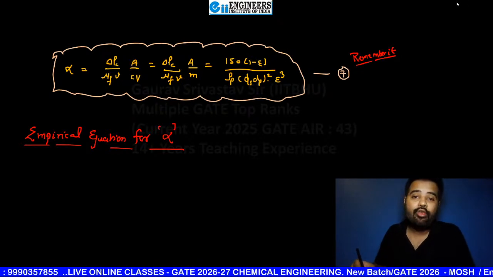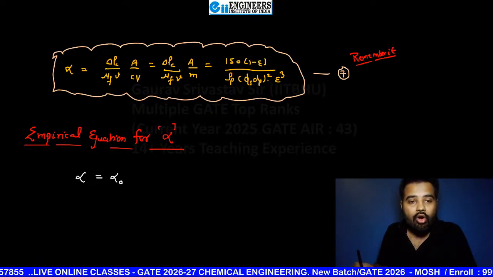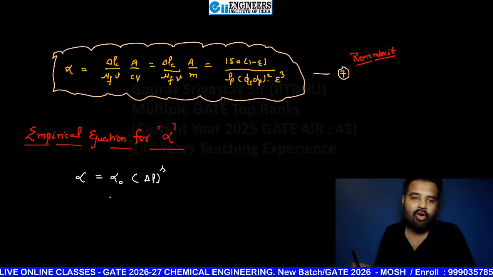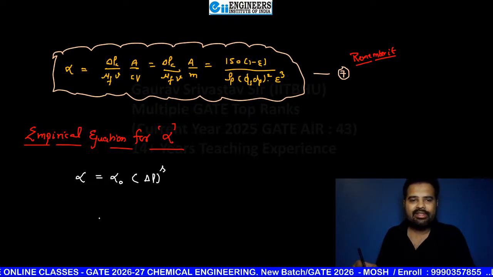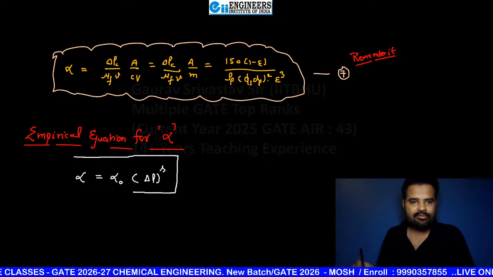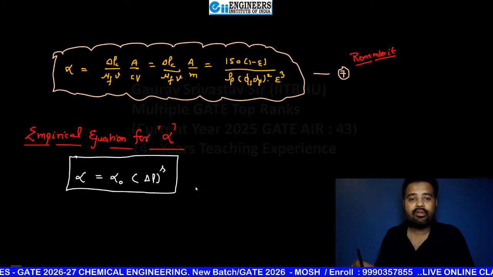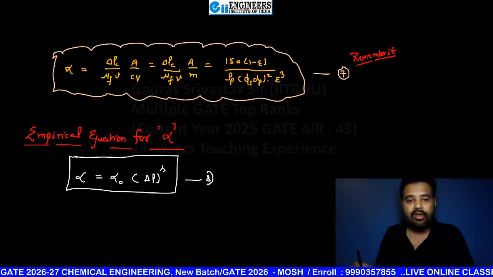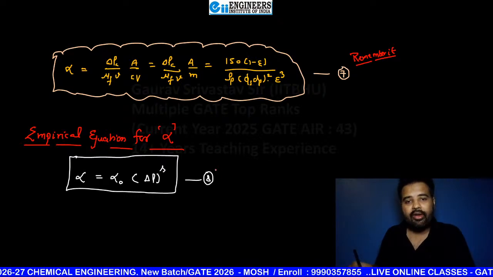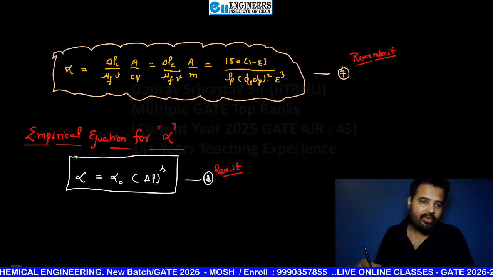Alpha is equal to alpha naught into delta p raised to the power s. What is this? I'm representing this as my equation number 8. Again you need to remember it. Remember it.